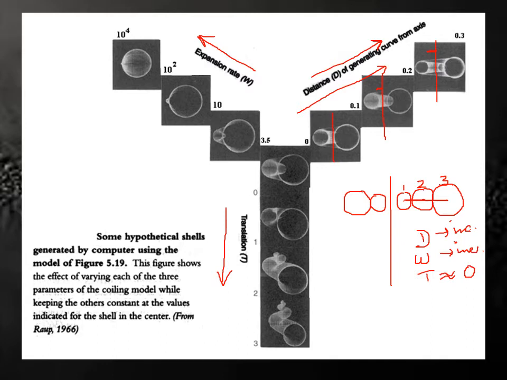So this type of shell parameter variation produces cephalopoda. That is a planispiral form restricted within a plane, within a single horizontal plane. So that produces cephalopoda.